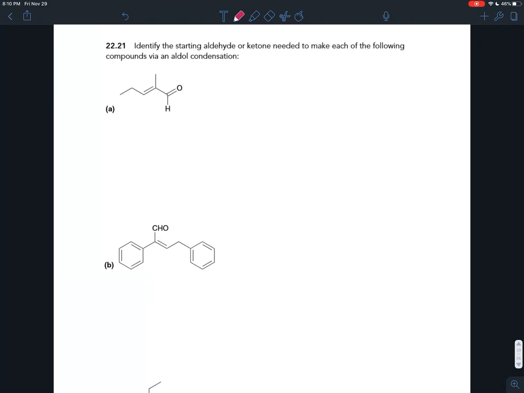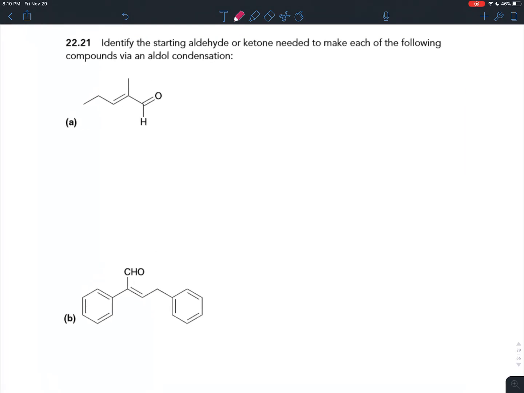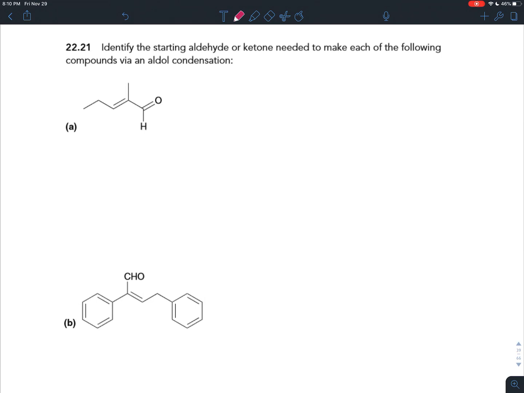In exercise 22.21, they're giving you the product of an aldol condensation, and they're asking what the original two molecules had to look like to make this. You'll remember that what you get from an aldol condensation is an alpha-beta unsaturated aldehyde or ketone. You have your carbonyl carbon, the one next to it is your alpha carbon, and the next one along the chain is your beta carbon. So you have an unsaturation, or a pi bond, between the alpha and the beta carbons.